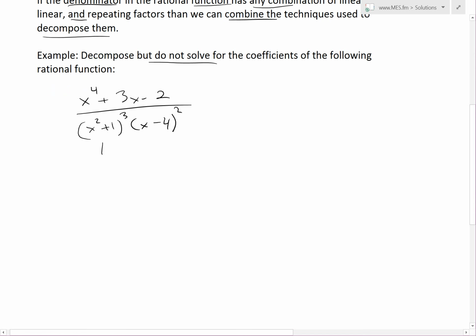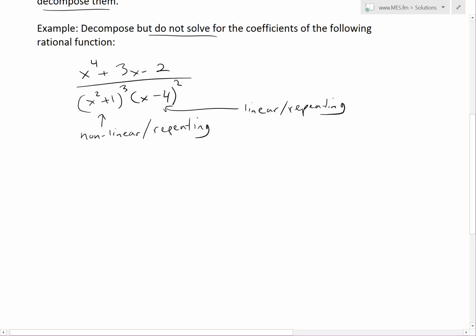Now in this case, this x squared plus 1 is non-linear, and it's also repeating, and it's a power of 3 right there, so it repeats 3 times. And now we have here, this is linear, and this is again repeating twice, so we have a combination of linear, non-linear, and they're all repeating. So we could just use the combination of the methods that I showed in my earlier videos for each individual case.